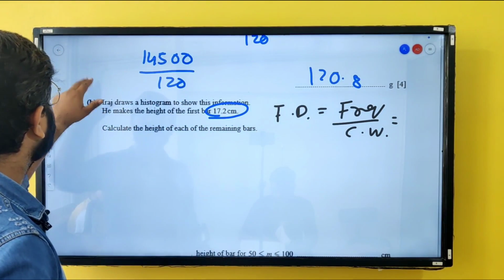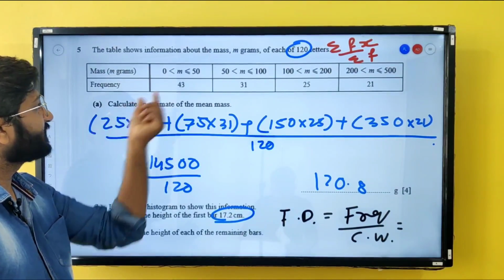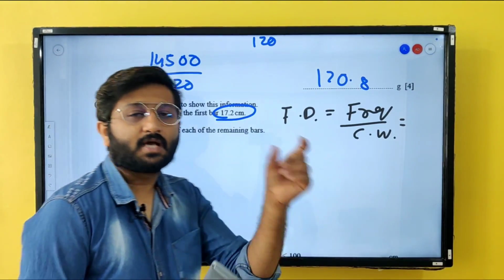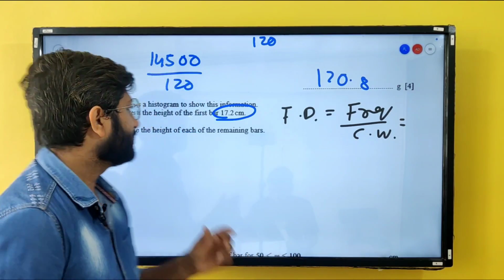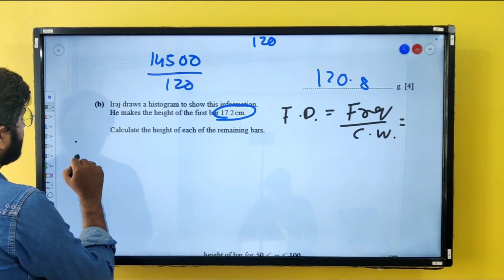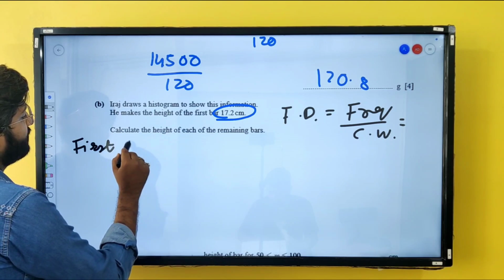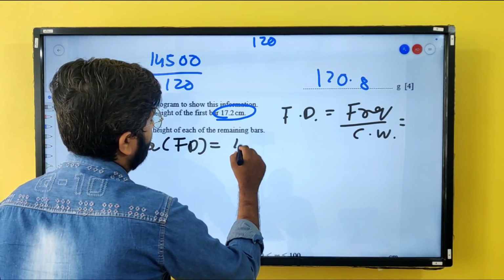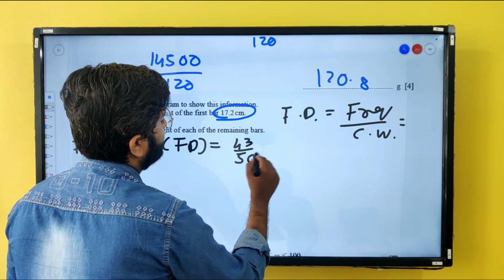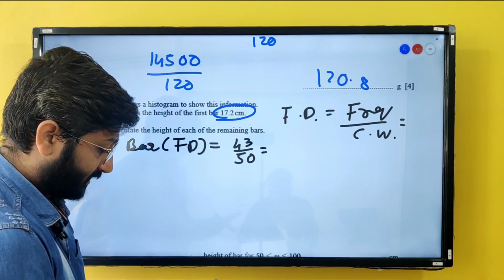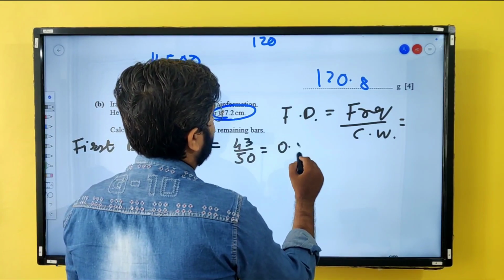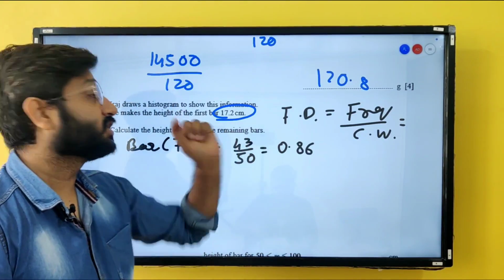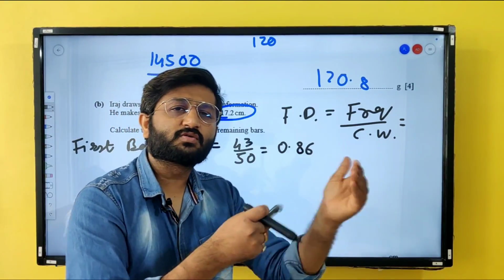So for the first bar, what is the frequency? The frequency is 43. And what is the class width? The class width is 50. Class width means the upper value of the class minus the lower value. So for the first bar, you have your FD as frequency, which is 43, upon class width, which is 50. So 43 upon 50 is 0.86. So the frequency density is 0.86, but the height which we are using is 17.2, which means we would have used some scale.